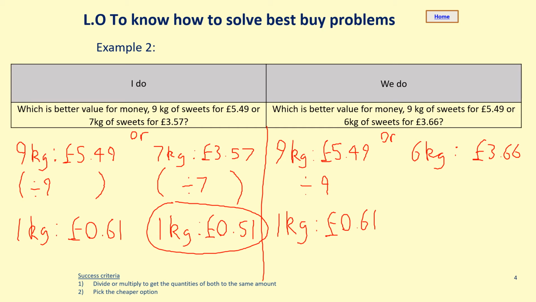And then the second deal, have a think. Well, you should have already thought, what should we divide by to work out 1 kg? And you would be correct if you said 6. So 366 divided by 6, that gives me 61p again, or £0.61. So these two are actually a complete draw. Neither is the best buy. So you can circle neither or both, or say they're both the same.